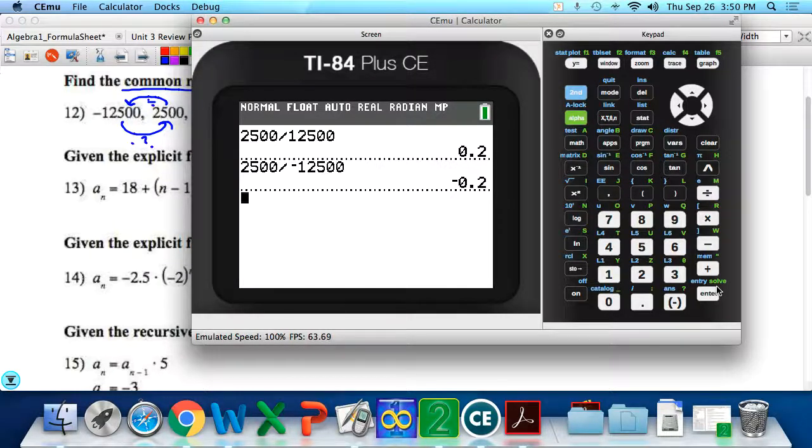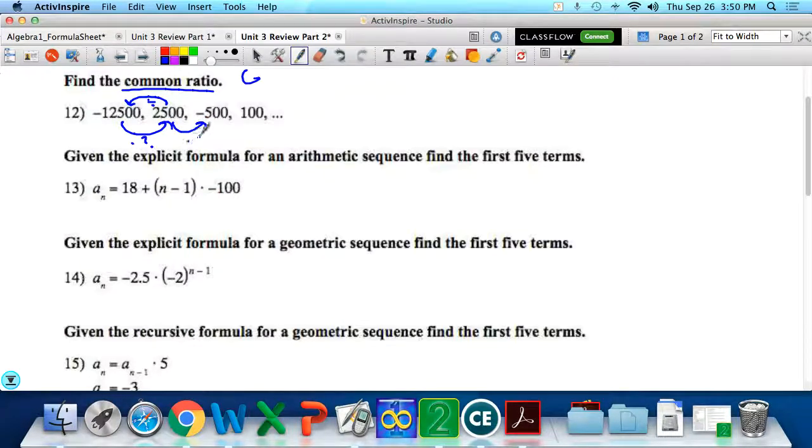Now again, decimals are not the end of the world. You'll see some later on. But for the most part, we've been leaving these as fractions, negative 1/5. So let's test it.